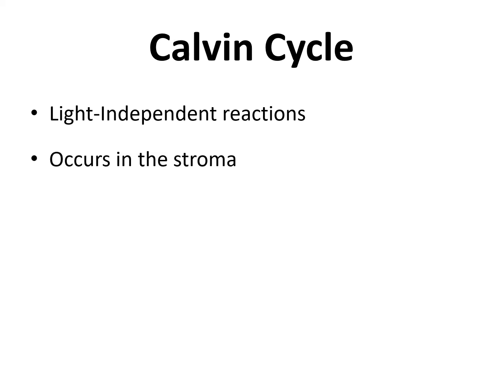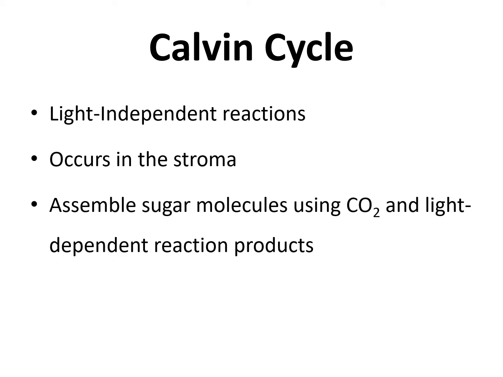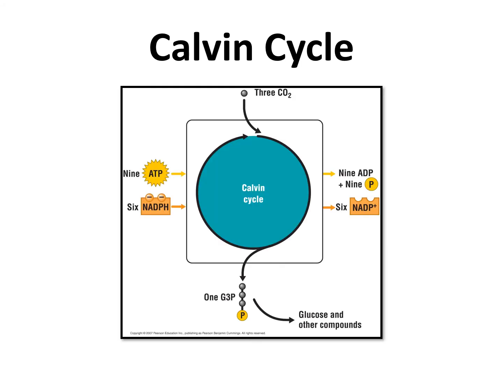The Calvin cycle is the second part of photosynthesis, and it is also often referred to as the light-independent reactions. This occurs in the stroma, which is the liquid part of the chloroplast. The purpose of the Calvin cycle is to assemble sugar molecules using the carbon dioxide and the light-dependent reaction products.